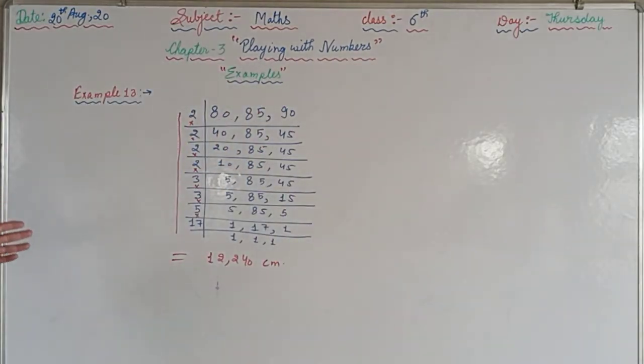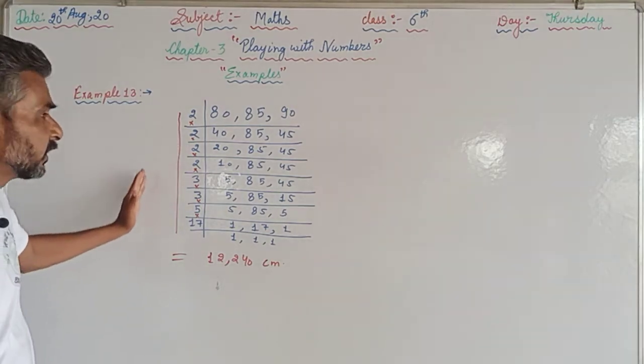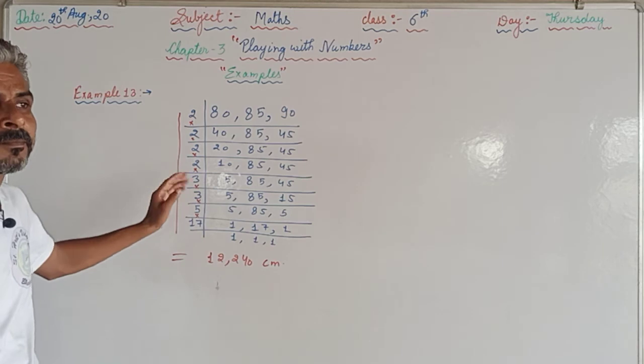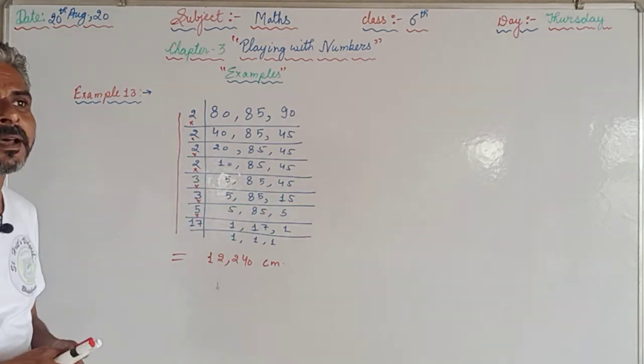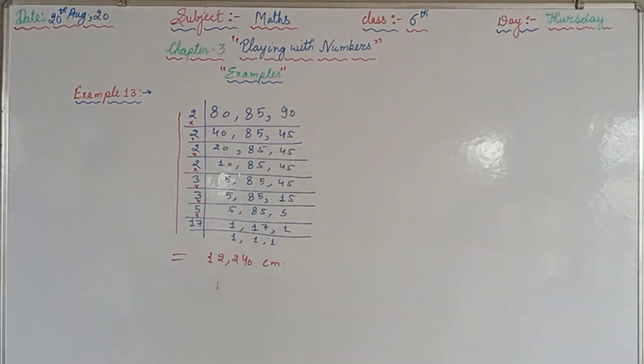The method is, if you are supposed to find the LCM in a word problem, we will prefer the division method. This is the easiest method for word problems, whether the numbers are small or larger. At the same time, example number 14: find the least number which when divided by 12, 16, 24 and 36 leaves a remainder 7 in each case.